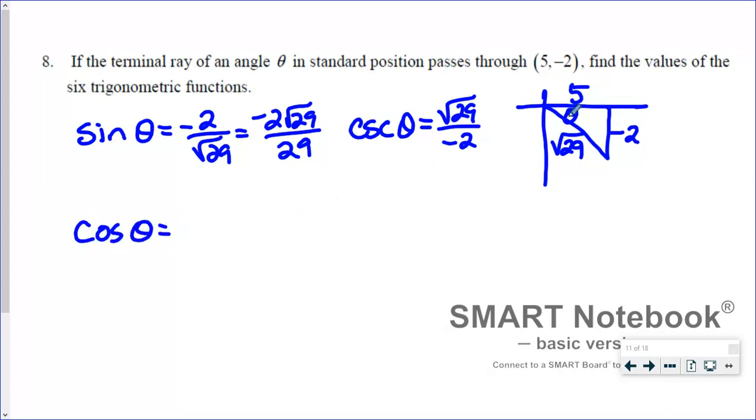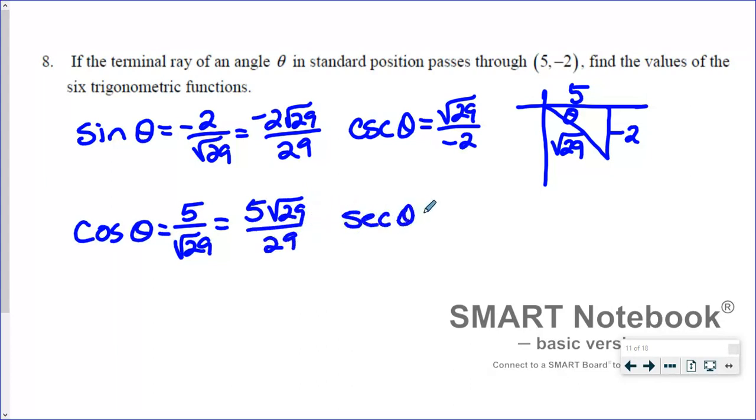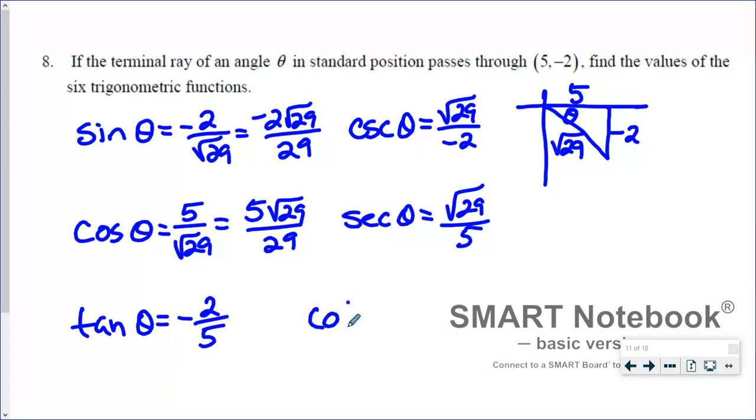Cosine of theta is adjacent over hypotenuse, so 5 over root 29, which again, rationalized, is 5 root 29 over 29. Its reciprocal, secant of theta, just flip this, is the square root of 29 over 5. And tangent of theta is opposite over adjacent, so that's negative 2/5. So cotangent of theta is equal to negative 5/2. Again, lots of SOHCAHTOA.